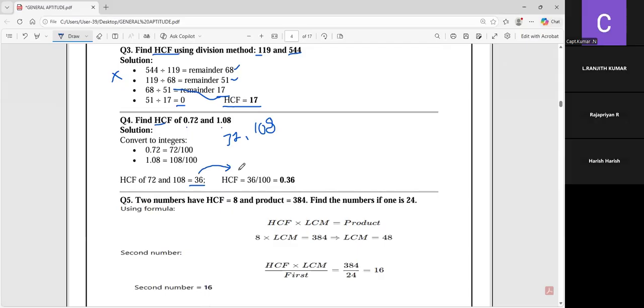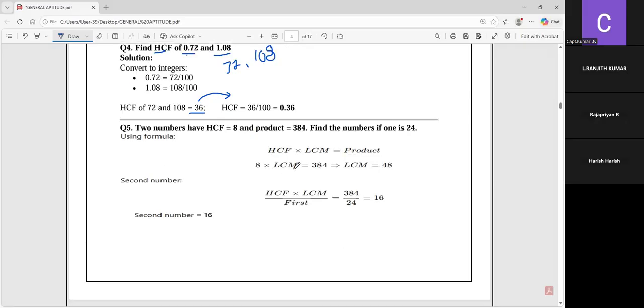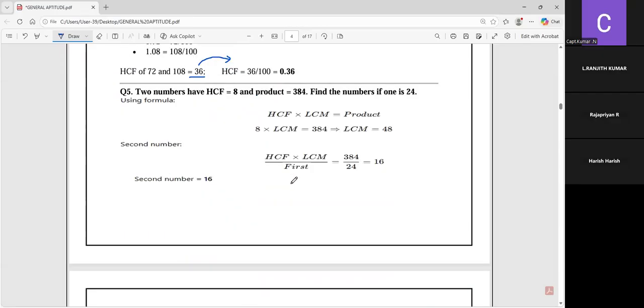Because the question is in decimal value, you have to give the answer in decimal itself. Okay, the last type is the last term. Two numbers are given, but the numbers are not directly given. The product of the two numbers is this much, and the sum of the two numbers is this much. This type of problem may be asked.